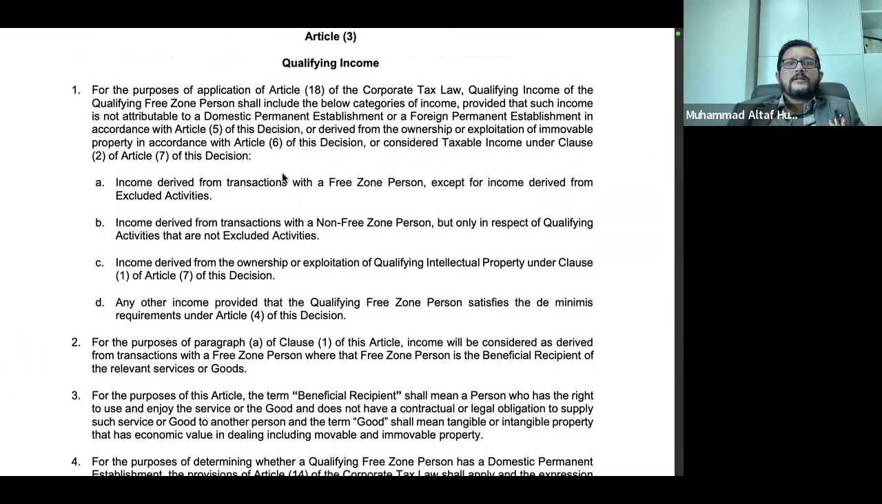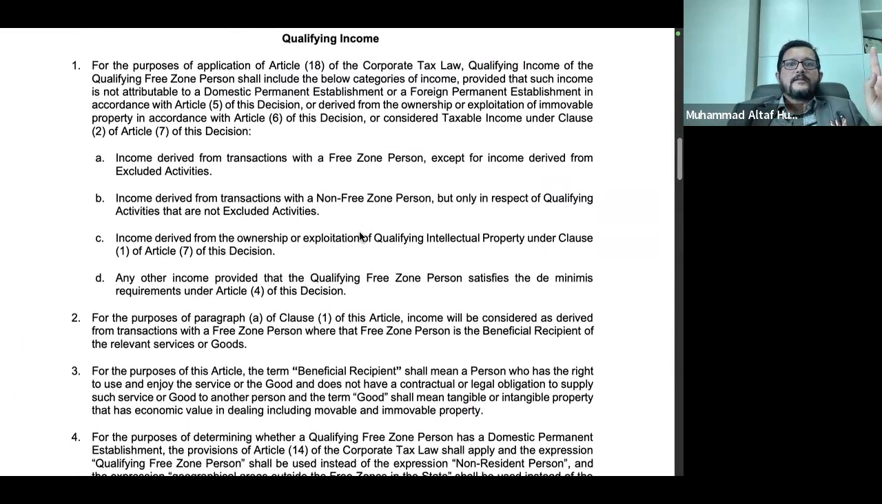By now, so much discussion has happened that it should be easy for us to remember. First scenario is free zone to free zone. Second scenario, free zone seller, non-free zone buyer, right? Third scenario, it's a unique one, exploitation of qualifying intellectual property. This was not there in the previous version of this decision. But anyways, last one is de minimis.